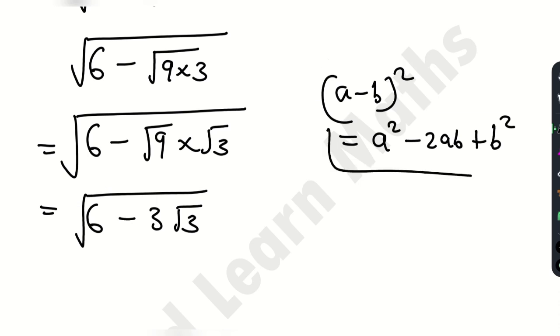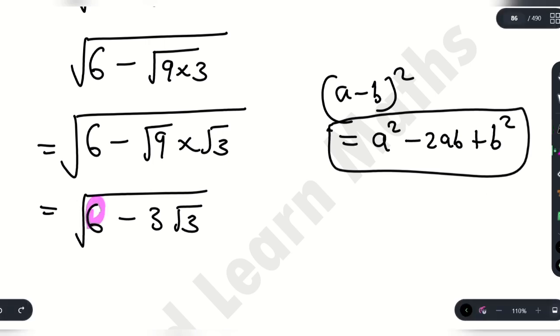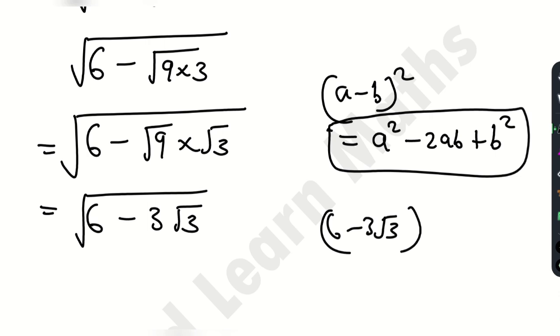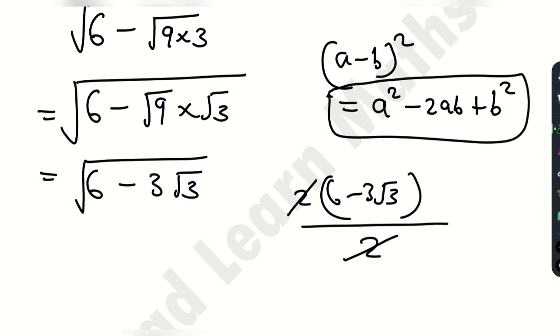How do we express it in this form, by the way? What we have here is 6. 6 is not a perfect square, so we cannot express it like we have here, a squared. Neither is 3 root 3 a perfect square. So what we are going to do first, I'm going to multiply 6 minus 3 root 3 by 2. And you know, you cannot just multiply by 2 because you'll be altering the number. So if I multiply by 2, I also have to divide by 2. This 2 will cancel the effect that the 2 would have created. Because when 2 cancels 2, it will give you back the original number, which is 6 minus 3 root 3.